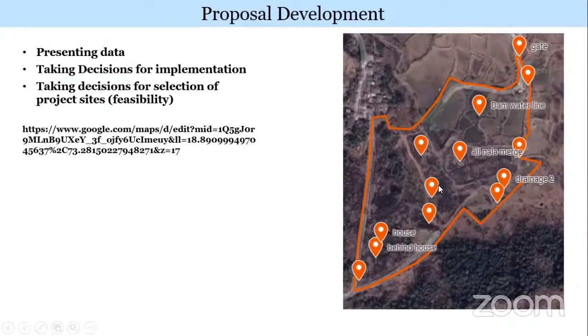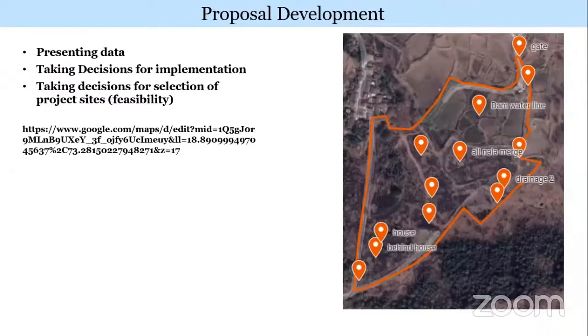So implementation decisions are also taken by using these remote sensing and GIS techniques. And we can also take decisions for feasibility of the site. So if you want to construct a check dam, where should the check dam be constructed? How much is the catchment area? Then how much is the backwater? How much field is coming under this area? So all these technical decisions are also taken by using Google Earth.